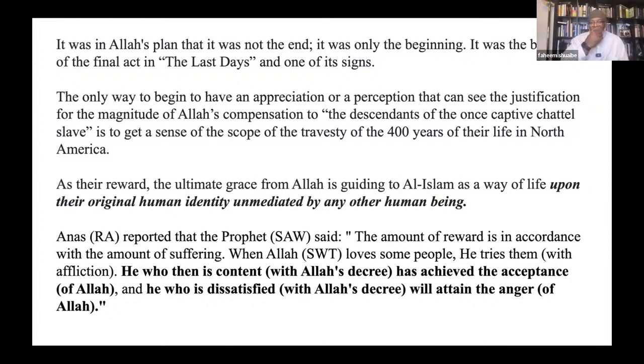Let me go ahead and read this hadith of the Prophet to make this point. The Prophet said the amount of reward is in accordance with the amount of suffering. Come on now. How much suffering have the Bilalians suffered? Right? How much suffering? How do you measure that? How do you weigh that? How much does that weigh? The reward is in accordance with the amount of suffering.